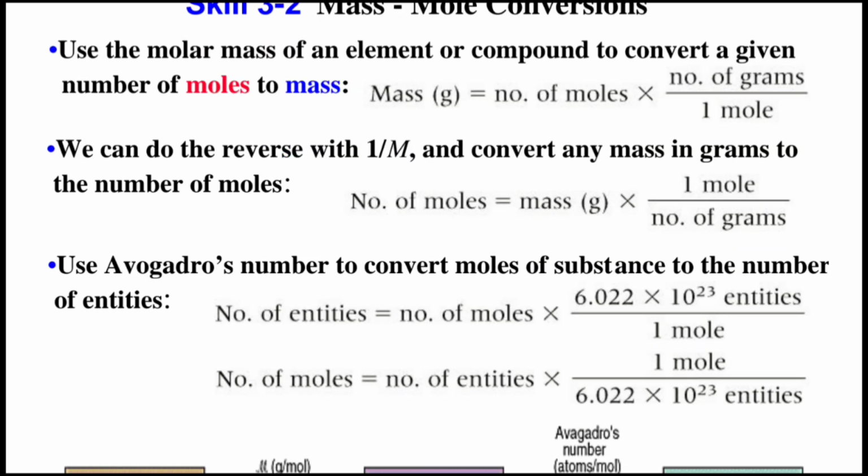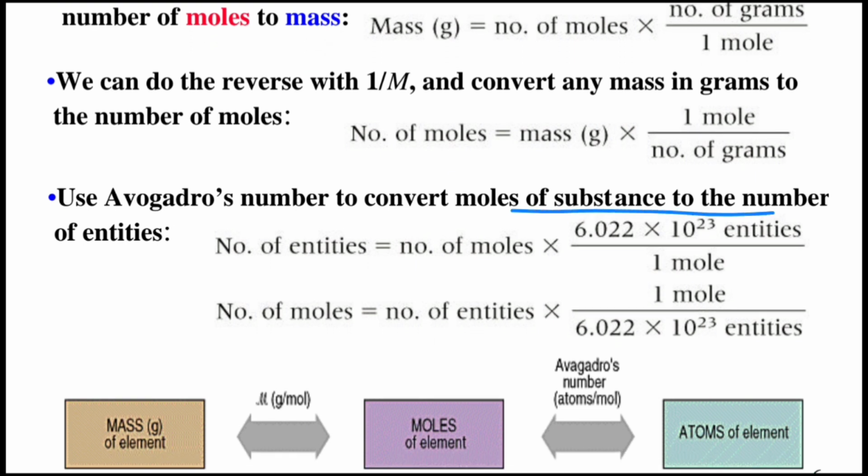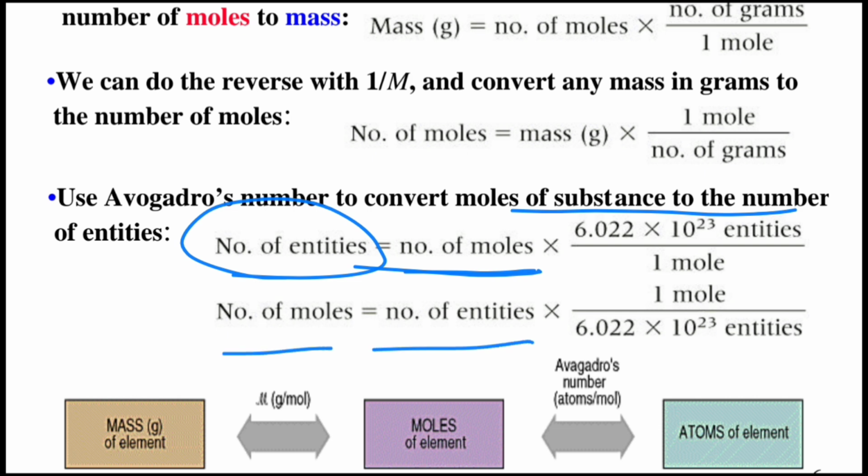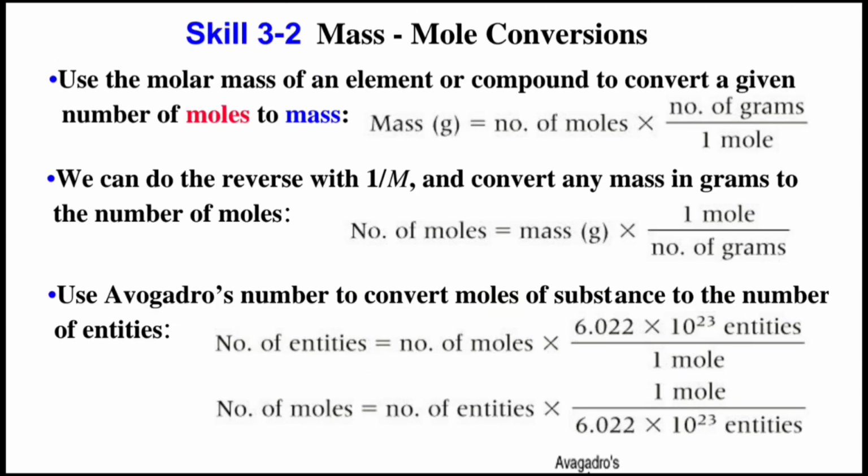Okay. Use Avogadro's number to convert moles to number of entities. You can say number of particles equals number of moles multiplied by 6.02 × 10^23 divided by 1 mole. Here, 1 mole is written, so you can neglect it in the formula.